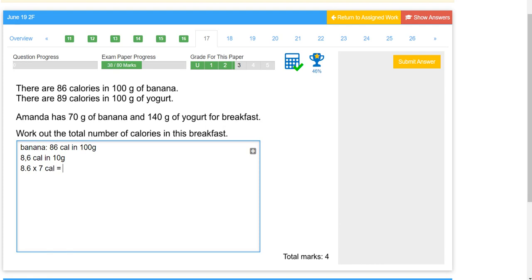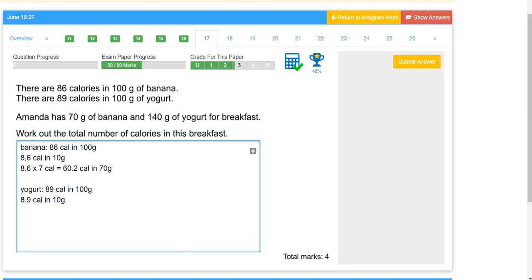And what's that going to be in my calculator? 8.6 times 7 is 60.2 calories in 70 grams. So step by step, I'm doing this. I'm now going to look at the yogurt. And I'm going to say, I know that there are 89 calories in 100 grams. It's always good to put your working out in detail and to use words. So therefore, I recognize that in 10 grams, there are 8.9 calories. And I want to work out what there is going to be in 140 grams.